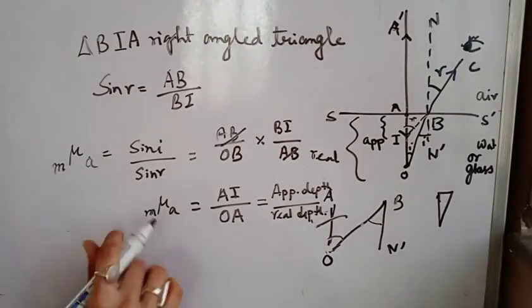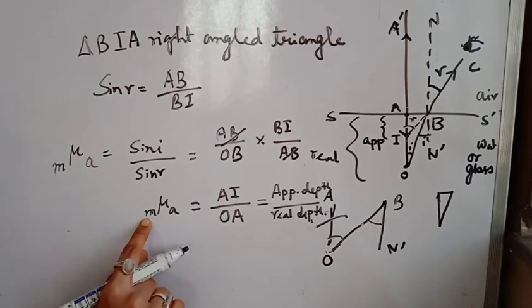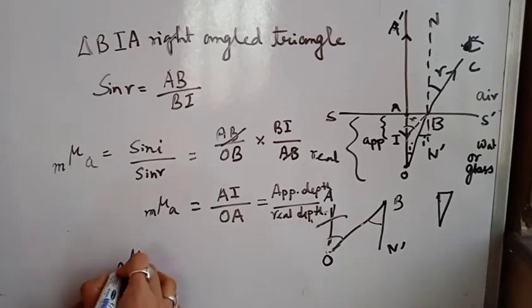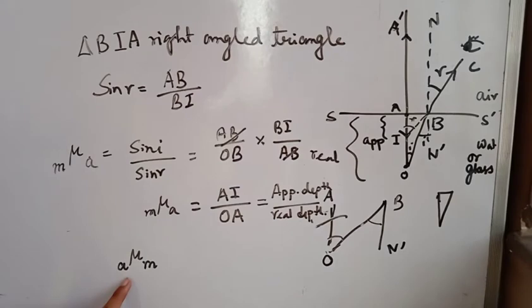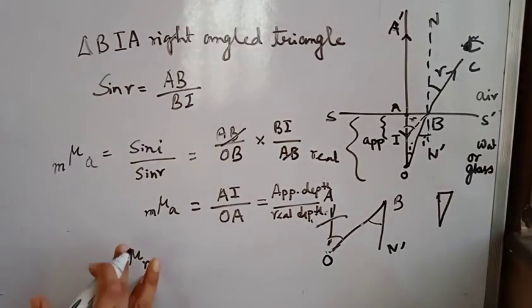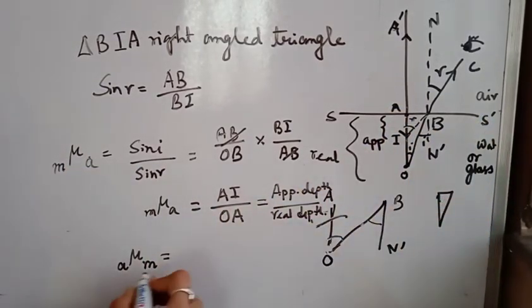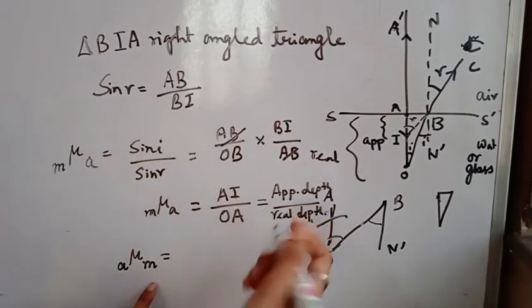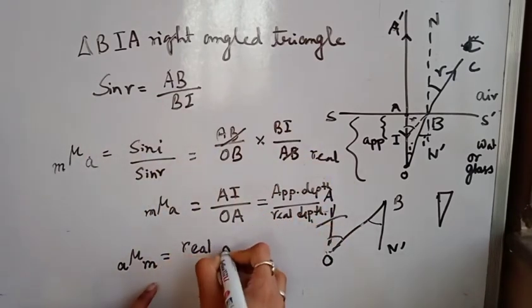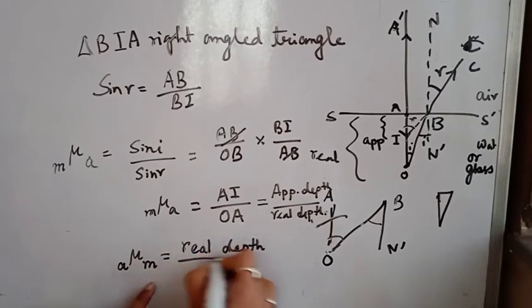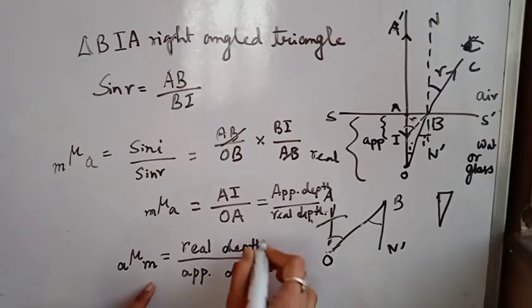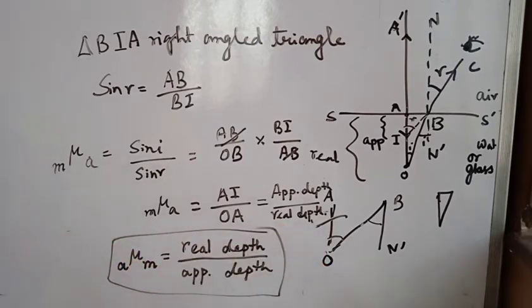Now this was the refractive index of air with respect to the medium. So we want to take the refractive index of that medium with respect to A, because here we want to find the refractive index of the second medium, because we don't know what the second medium is. So here we will just take the reciprocal of this, that will be the real depth by apparent depth. This is the relation between the real depth and apparent depth with the refractive index.